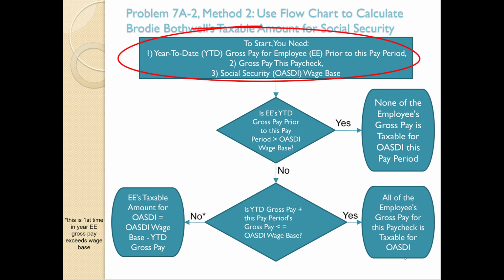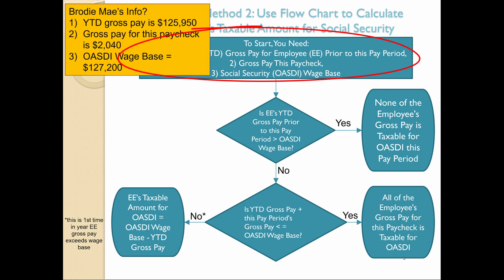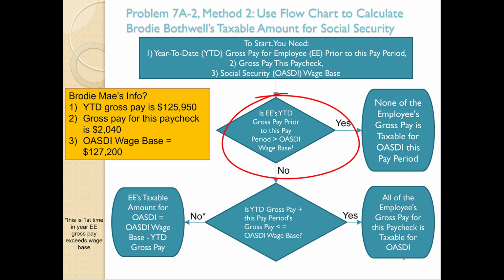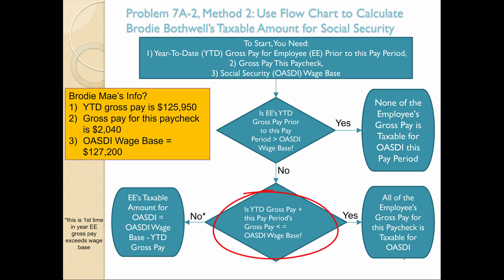Again, the first box says to start we need year-to-date pay prior to this pay period. We need a gross pay, and we need the wage base, which we've got here in the yellow box. So let's look at the first question. Is the employee's year-to-date gross pay prior to this pay period, $125,950, greater than the wage base? No. So we go down below to the next question.